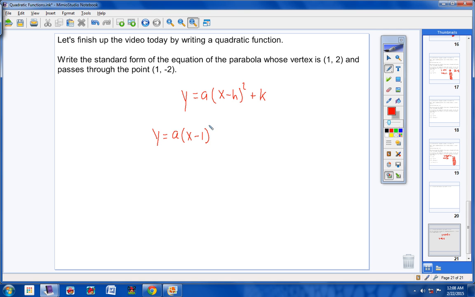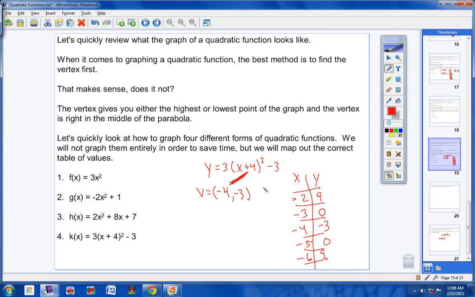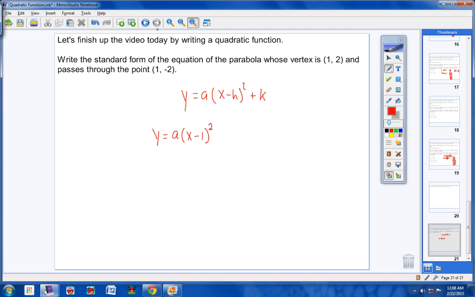Then don't forget quantity squared, okay? Now, don't forget that this number right here, this constant term at the end, is always going to be your y value. So whatever you have here, you're going to have here, okay? The vertex is (1, 2). So I know I have a 1 here for the h, so over here I'm going to put plus k, plus 2. What I did there, students, is I took the vertex and plugged it into the standard form of the equation of a parabola. Pretty simple.